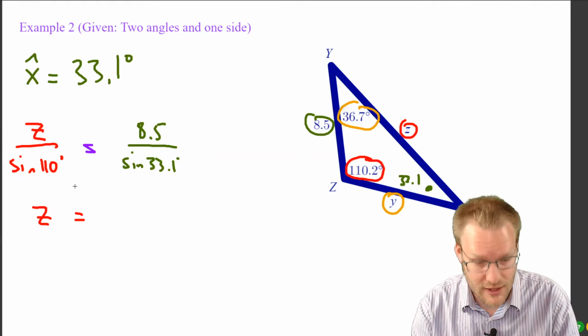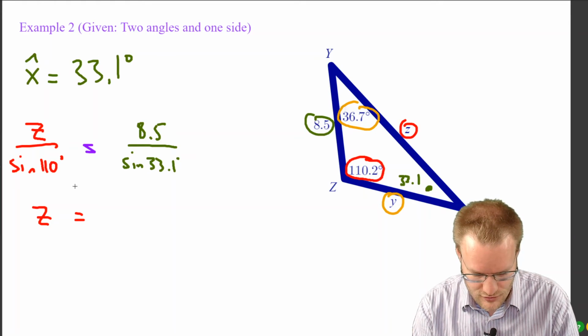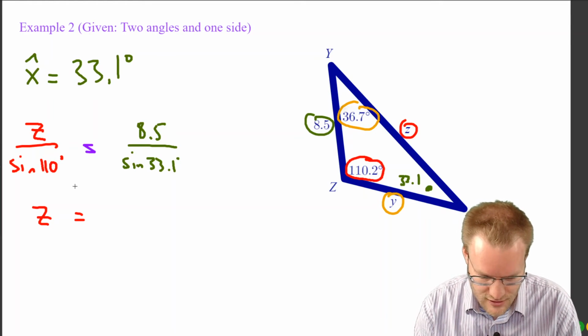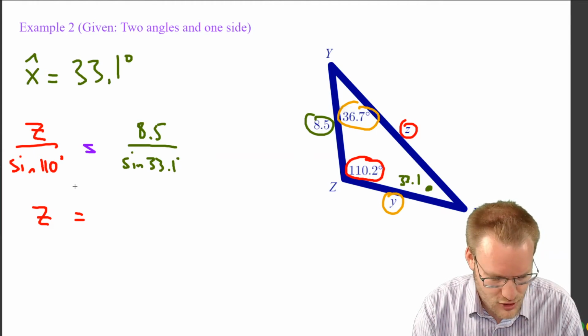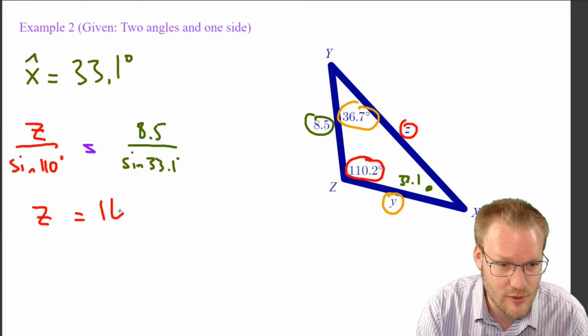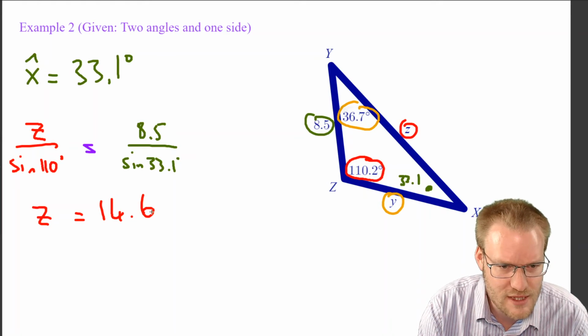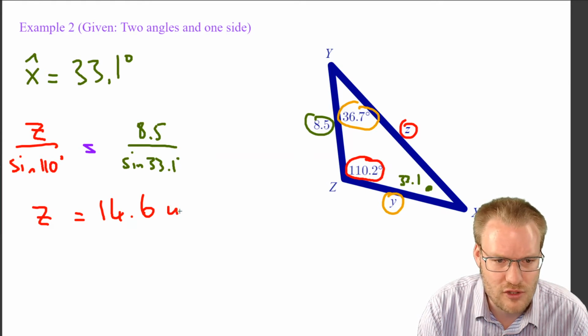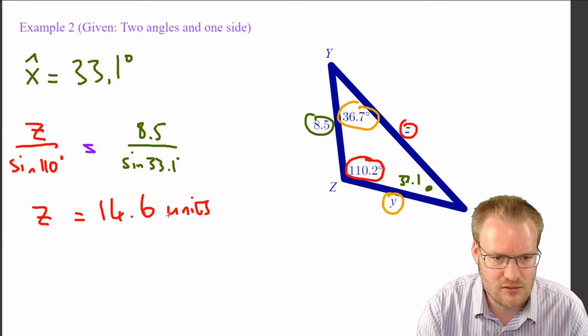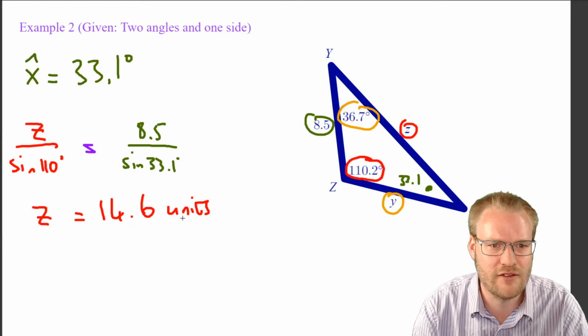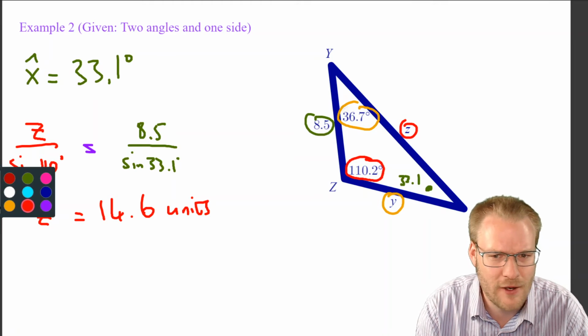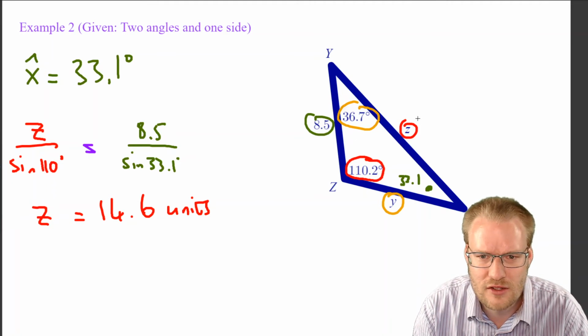8.5 divided by sine 33.1 times sine 110 equals 14.6 something or other. So I'm going to go to one decimal place, 14.6 units, centimeters. If we've got no units, you don't even have to write units, but I'm going to put units there. Okay, what next? So we've got this bit here. Let's put a tick to say we know we've got it.